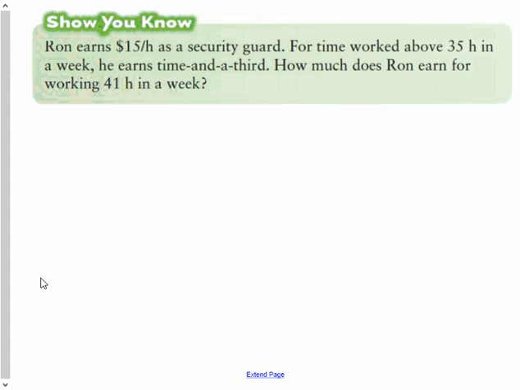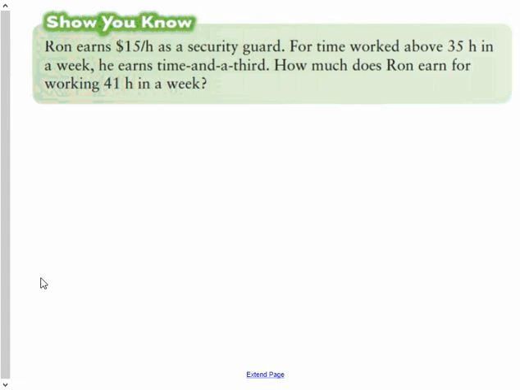All right, this is a story problem from section 6.6 on BEDMAS with fractions. It says Ron earns $15 an hour as a security guard. For time worked above 35 hours in a week, he earns time and a third. Okay, so he earns time and a third means he earns a third more per hour than he would normally. So how much does Ron earn for working a 41-hour work week?